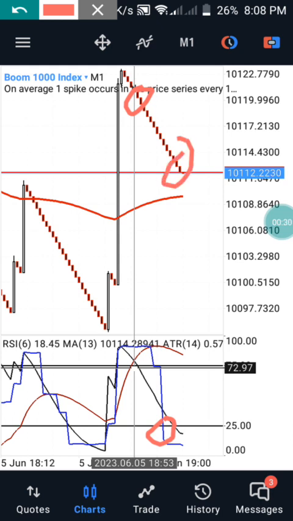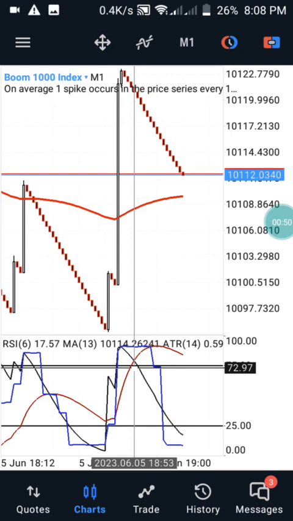You see it's already complete at this level, but you can also wait for your black 9 to cross over the blue 9. You see the black 9 is going to cross over the green 9. You can also wait for that level before you close your entry. You see, that is the result.